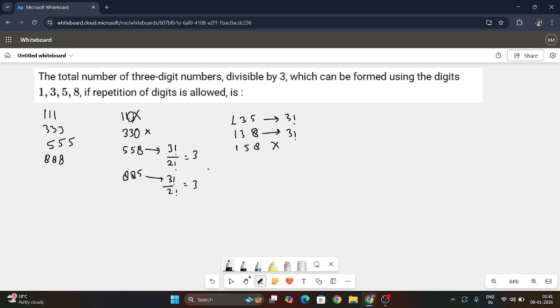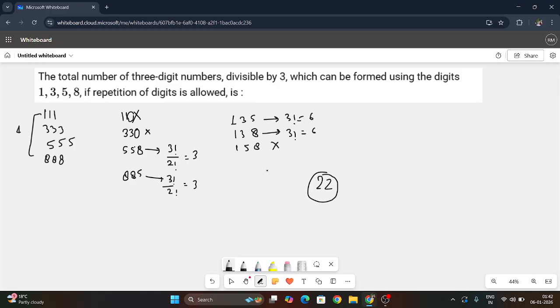So let's observe this. 3 factorial means 6, and these are the 4 numbers. Okay, these are the 4 numbers. So if you add, what you will get? 4 and 3, 3 is 6, 6 and 4 is 10, 10 and 6 is 16, 16 and 6 is 22. So there are 22 numbers which are divisible by 3, okay? Which are divisible by 3.